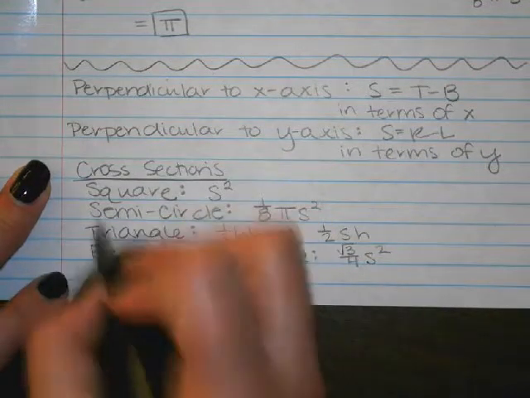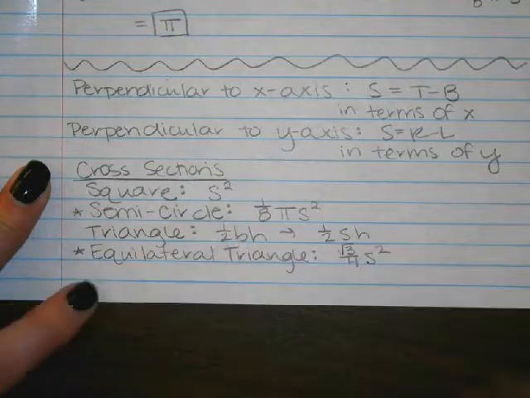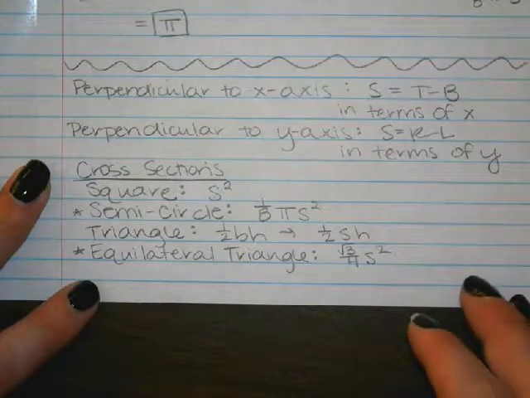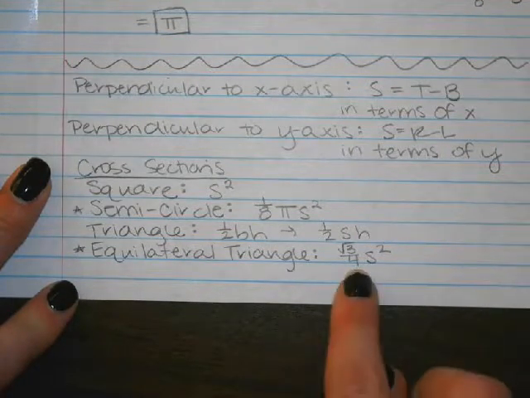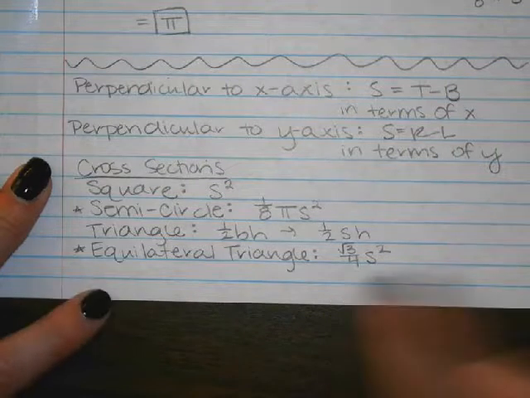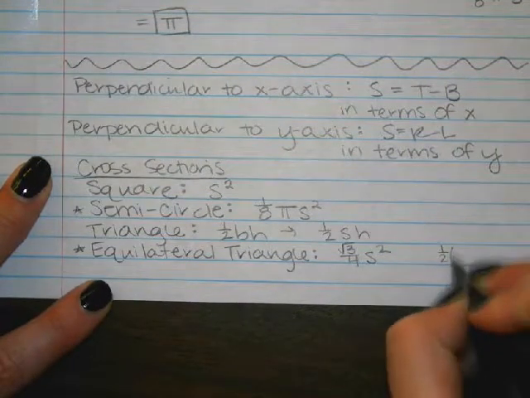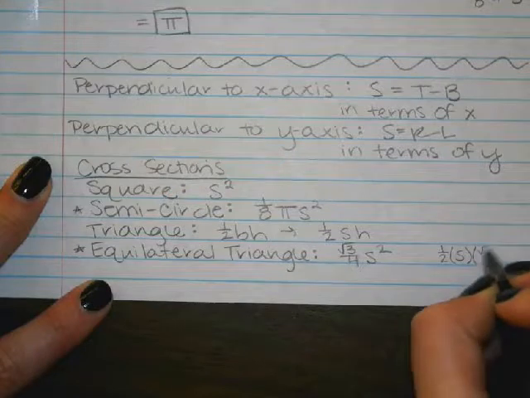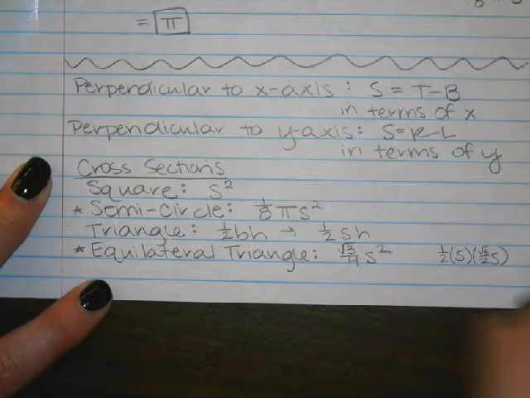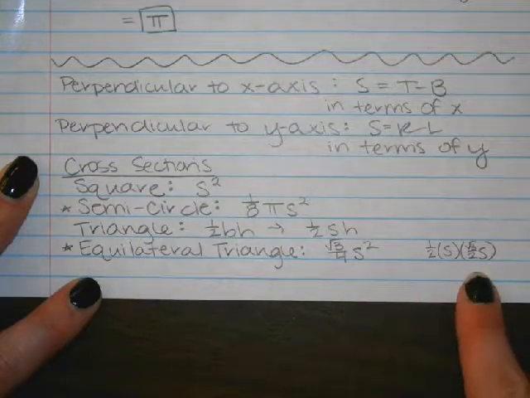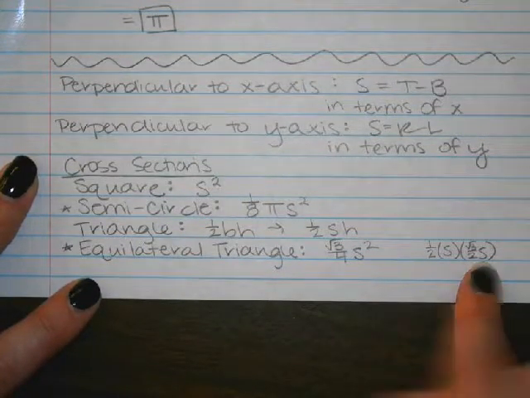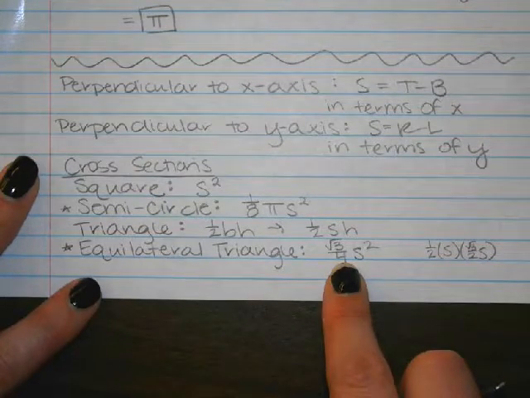So this is another one. I'd star semicircle, I would star equilateral triangle. Those are common ones that you're going to have to memorize because they're weird, okay? So this is saying 1/2 times the base of s times √3/2 times s, and that's because that's the relationship between a base and a height of an equilateral triangle. All right, so that's where that came from, but you're just going to memorize this. This is a pretty common one, okay?